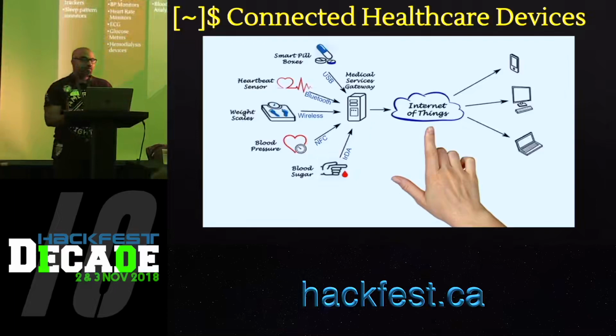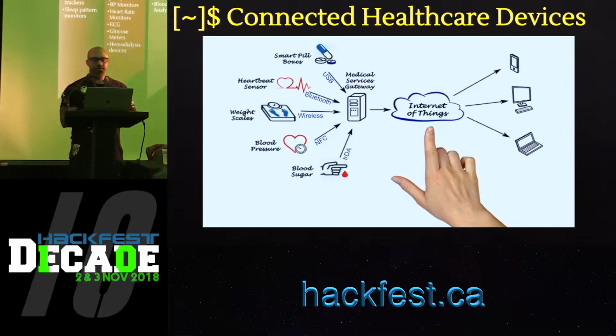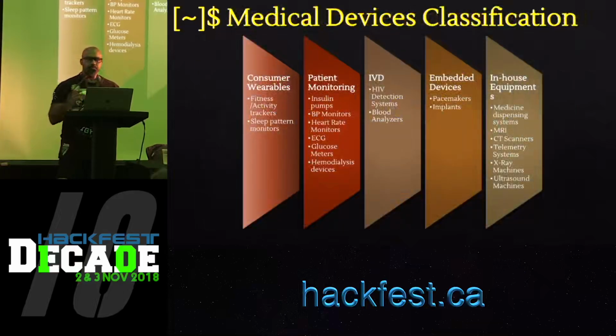So I've tried to classify medical devices into 5 different categories, and the first one is consumer wearables, which you would be most familiar with. So these are your fitness trackers, sleep pattern monitors, and so on. Then there are patient monitoring devices, which are your insulin pumps, blood pressure monitors. Then there are something called IVD, or in vitro medical devices, and your HIV detection systems, blood analyzers fall in that category. And so all the devices that I've talked about so far are external to a patient's body, hopefully.